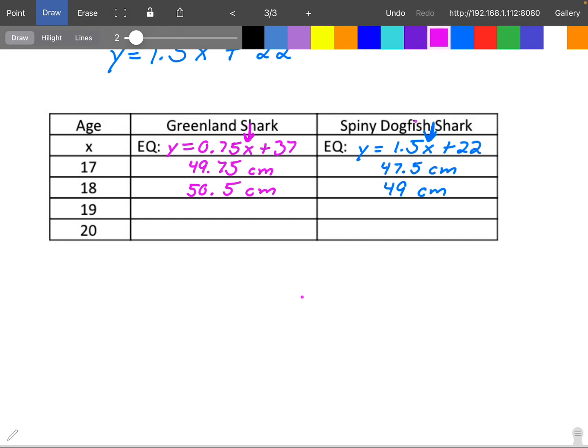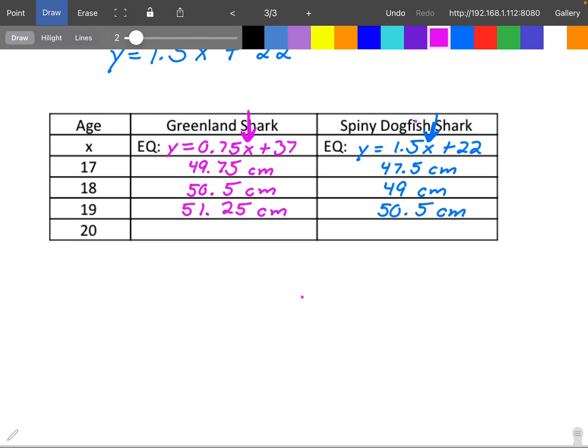19. So now I want to plug 19 into each equation. So in the first equation, 0.75 times 19 plus 37 is going to give us 51.25 centimeters. Then take 19, plug it into the second equation. 1.5 times 19 plus 22 would give us 50.5 centimeters. So we're getting really close, but we're still not the same. We need to be exactly the same.